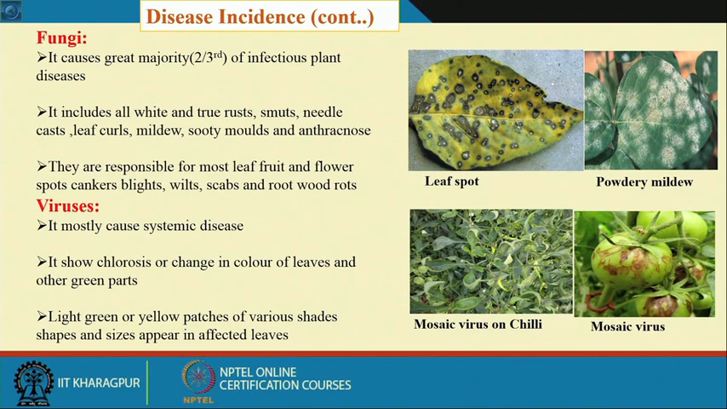If there is the disease, it may not yield any grain in the case of blast. And fungi are also responsible for most leaf, fruit, and flower spots, cankers, blights, wilt, scabs, and root rot. In some cases of fungal wilt, the plant withers. Among the diseases, fungal disease is very severe, and about 2/3 of the disease is due to fungus.